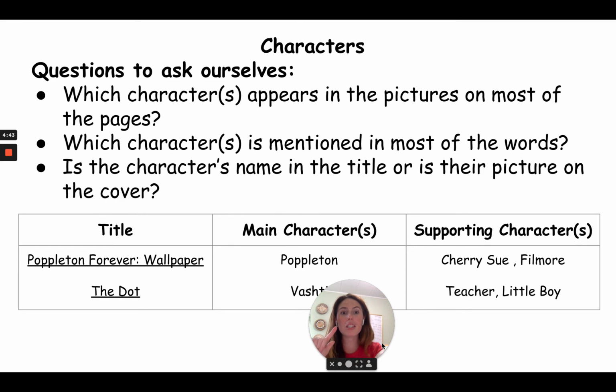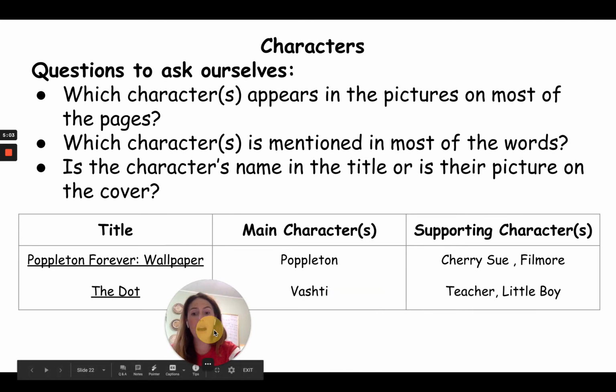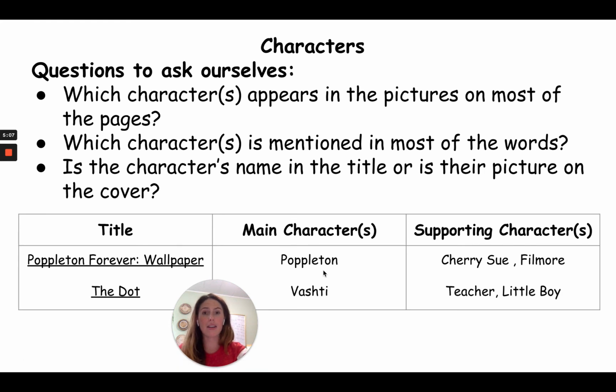Which character is mentioned most in the words? Yeah, Poppleton. He's still there. And is the character's name in the title or is their picture on the cover? Well, the entire book is called Poppleton Forever, so that tells us that we're correct. Poppleton the pig, he is our main character.